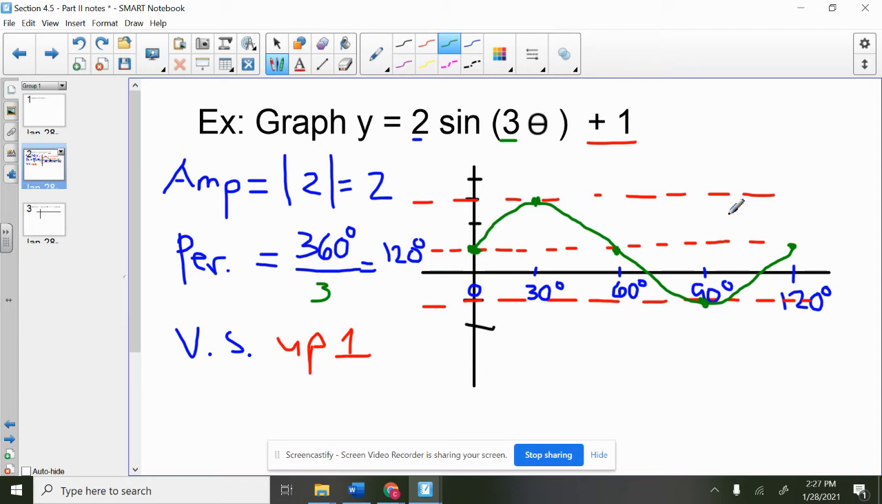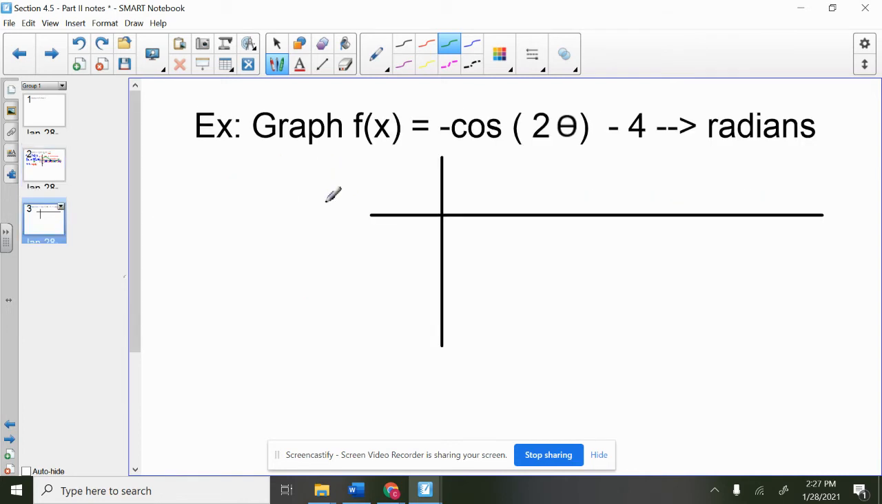So it's similar to what we did on the live lesson, but this graph is just being moved up 1 unit. This one's going to be in radians, so a little bit different, but pretty similar. First thing, we'll find the amplitude. That's the absolute value of the number in front. If I look here, there's really a negative 1 there. So I'm taking that negative 1, and that gives me a positive 1.